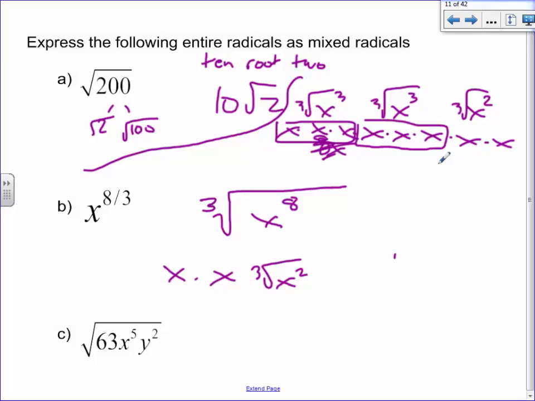So of our 8 x's, 3 came out as 1, another 3 came out as a second one, and the 2 got stuck. But we can actually put these 2 x's together. There's a better way of writing that. You want to take a stab at it? X squared, yeah. So the final best answer of writing this would be saying you have an x squared on the outside, and then you're still cube rooting an x squared on the inside.